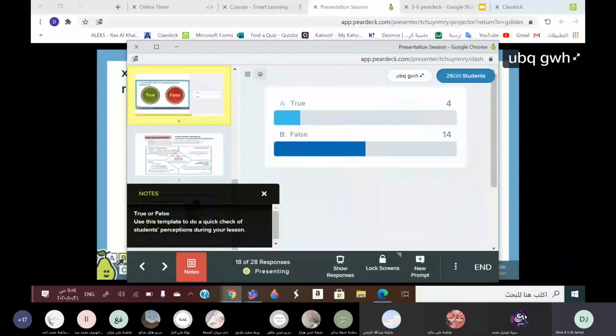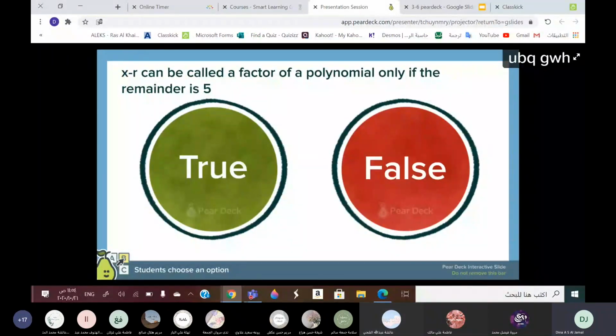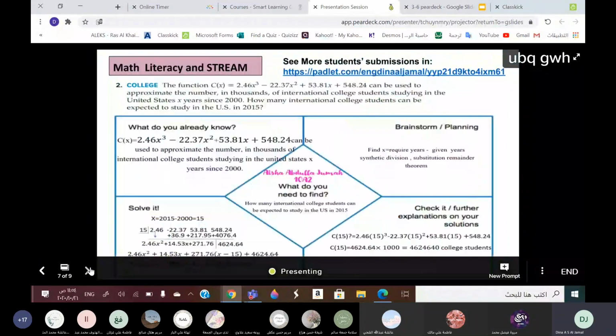Now, let's see. So I have 14 students who are saying it is false, and 2 who are saying it is true. So what do you think? Is it false or true? False. So Zero. I want, yes, Marwa. Zero. Explain for me. When the remainder is 0, we will call it a factor of a polynomial. Perfect, excellent.